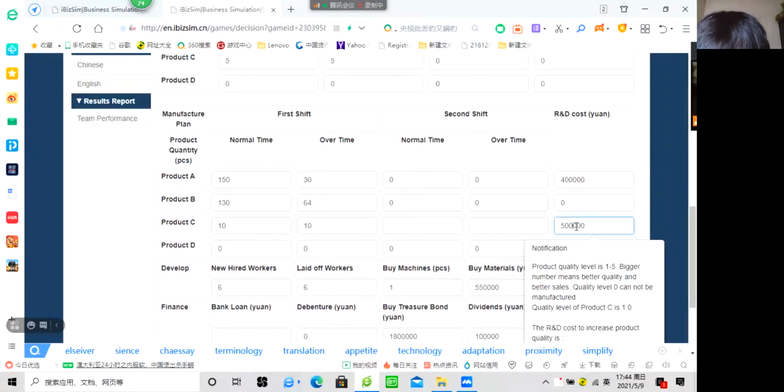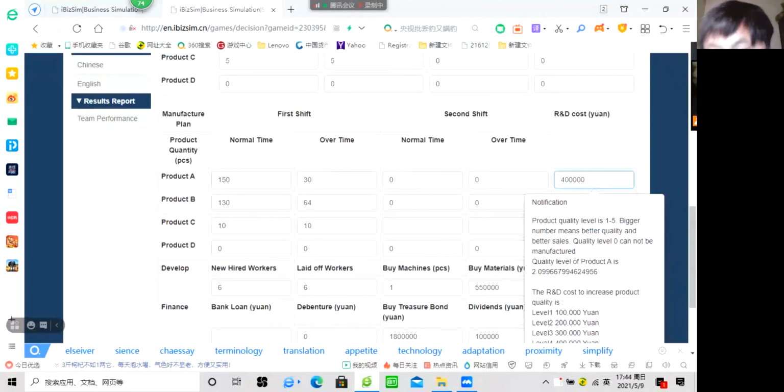So that means you put too much money there. Every penny we should spend very carefully, and here you put too much. Here you can see level 1 is 100,000. If you want to reach level 2, you should put another 100,000. So you should just put 100,000, and your quality level will arrive at level 2.